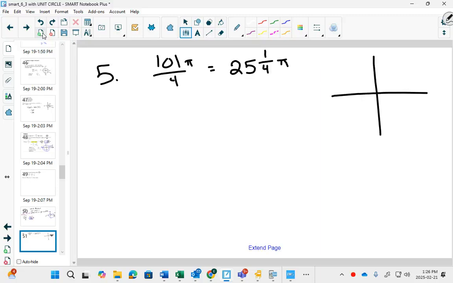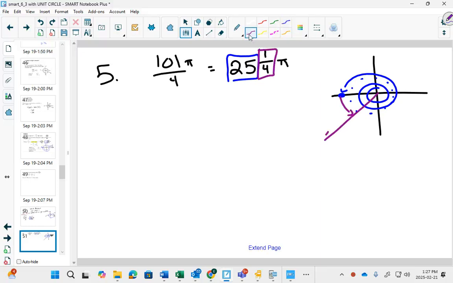So think about my unit circle. It makes sense that the 25 being an odd number, you're going to be ending there. And it's basically going around in this direction. I'm not going to draw all 25 of them. Add some dots in there so you can imagine there's 25 of them. You would end there. Then the 1/4 is less than half, so you would stop in quadrant 3.